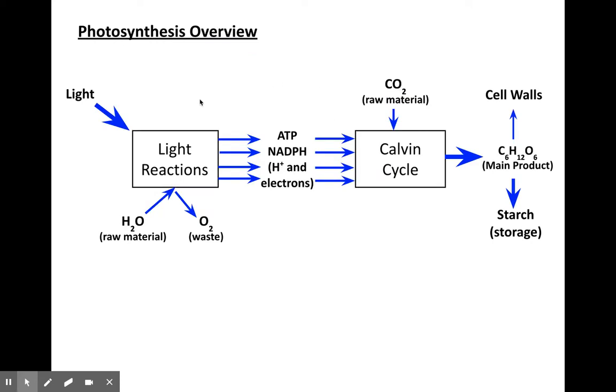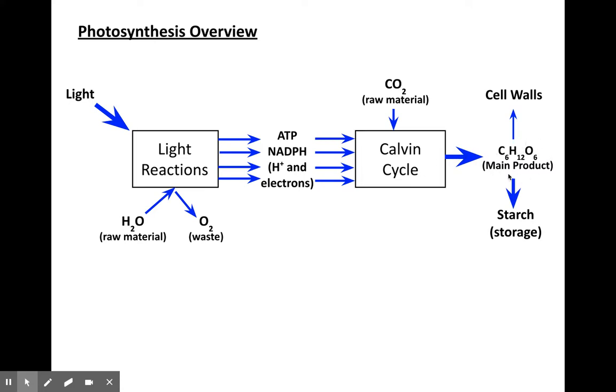And then just make sure you are clear with your overall picture of photosynthesis. Light enters the light reactions. Water enters the light reactions. Waste product is oxygen. From the light reactions, we have ATP and NADPH, which what does that really mean? Hydrogen ions and electrons are now entering the Calvin cycle. Carbon dioxide enters the Calvin cycle, and the main product is glucose.